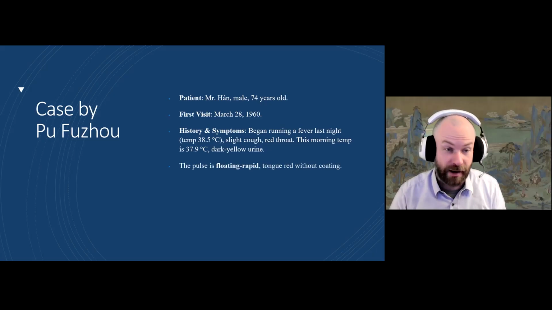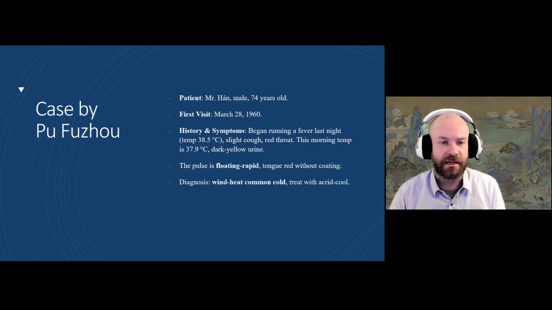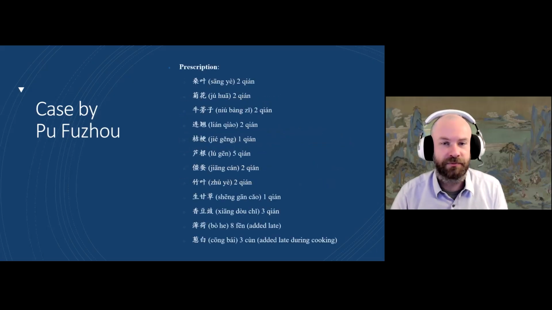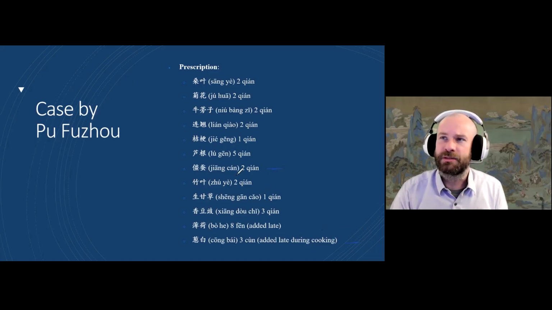Pulse was floating and rapid. Tongue was red without coating. Diagnosis: wind-heat common cold, treated with acrid cool. His formula was Sangye, Juhua, Niubangzi, Lianqiao, Jiegeng, Lugen, Jiangcan, Zhuye, Shengancao, Dandouchi, Bohe, and Tongbai. I'm pretty sure the only ones that aren't in the original are Jiangcan and Tongbai, which were added. So basically that's Yinqiao San as well.